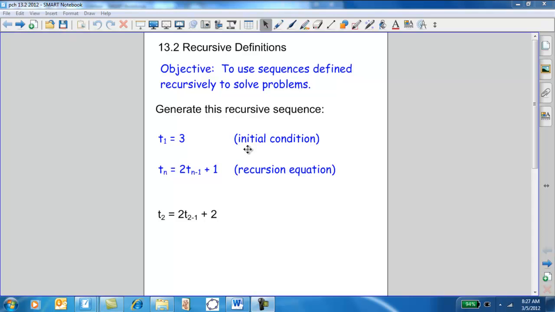PCH students, here we are with 13.2, recursive definitions. And the objective is to use sequences to recursively solve problems. So a recursive idea is you refer back to a previous term.